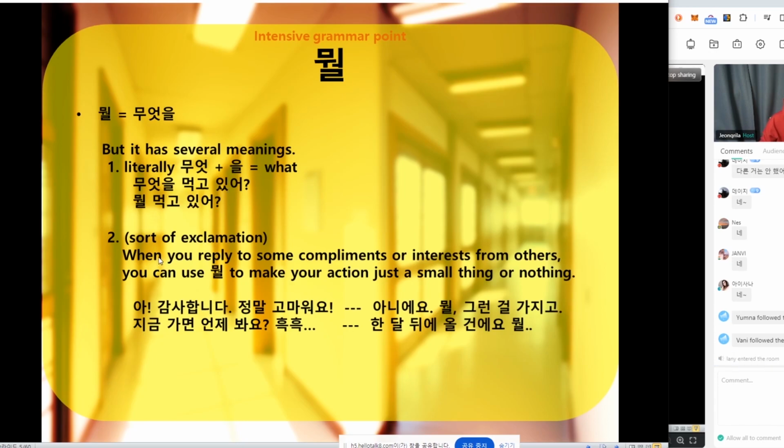However, there's a second usage like this. It's a sort of exclamation, an interjection, when you reply to compliments or some interest from others. Like, oh, thank you. Oh, you're so good. More like that. In that case, you can use 뭘 to make your action a small thing, nothing, not a big thing. If you want to look a little bit humble, you can use this interjection, 뭘. So for example, 감사합니다. 정말 고마워요. In that case, 아니에요. Don't mention it. 아니에요. 뭘 그런 걸 가지고 뭘. 아니. It's not that big a thing. That has some nuance like it's nothing.